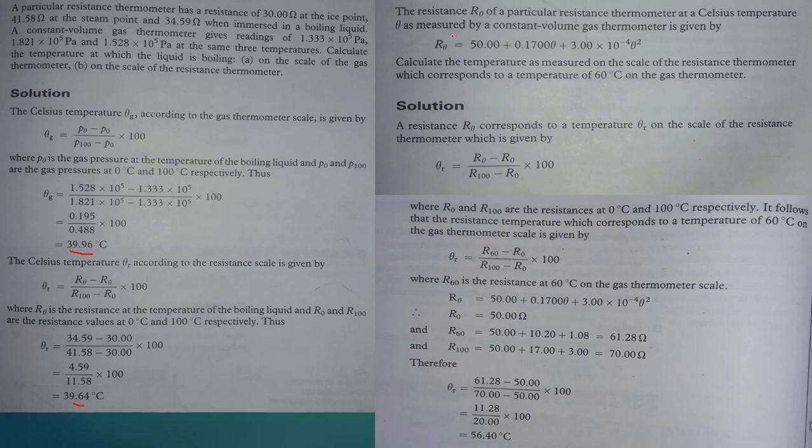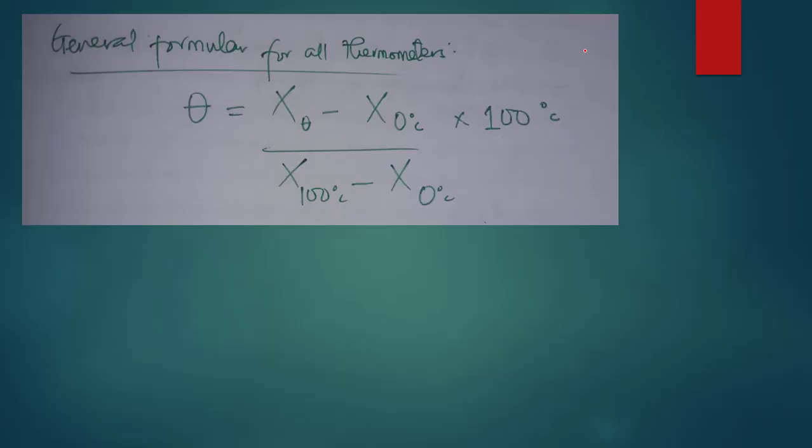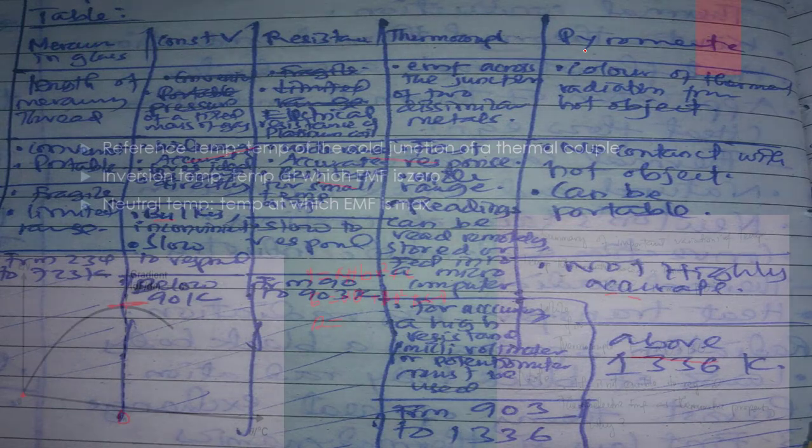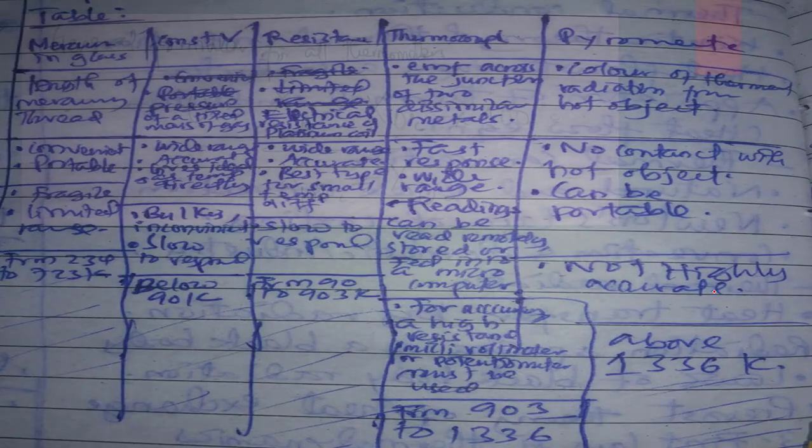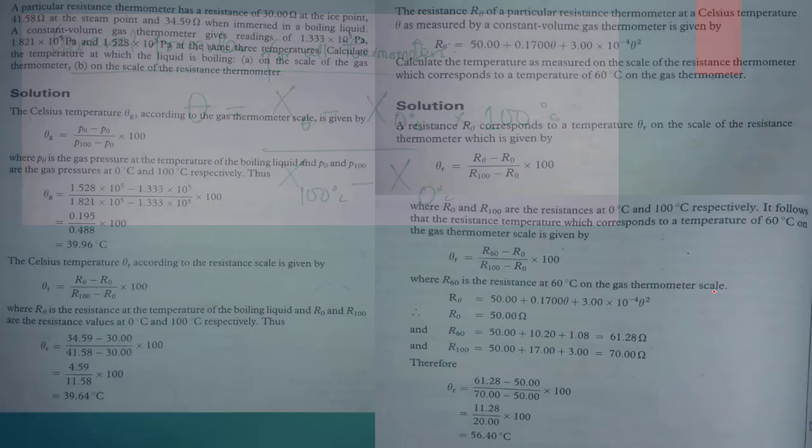So the other question is: resistance R theta of a particular resistance thermometer at Celsius temperature theta, as measured by a constant volume gas thermometer, is given by that much. Okay, ameshakupa equation ya resistance thermometer. If you remember this equation hapa, so may simplify, amekupa kabisa values za products ya hivi vitu ndani. That's what is written hapa.